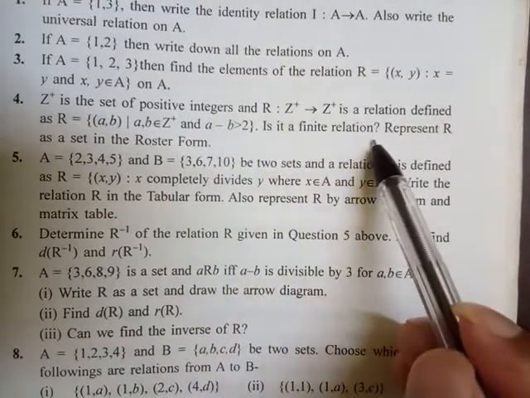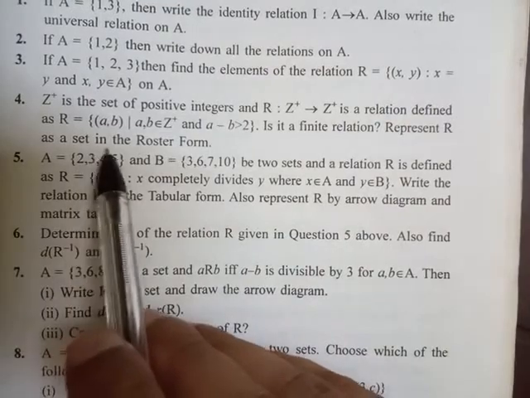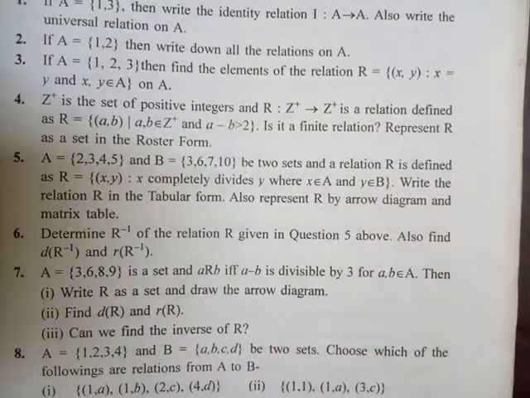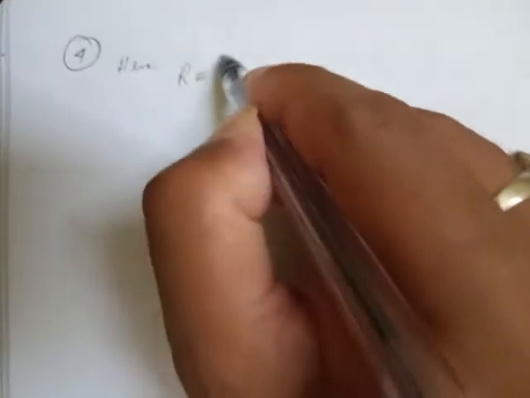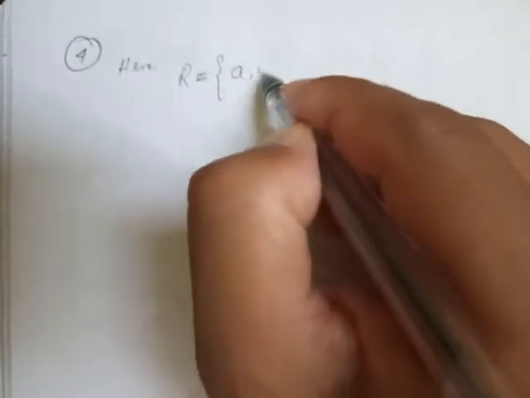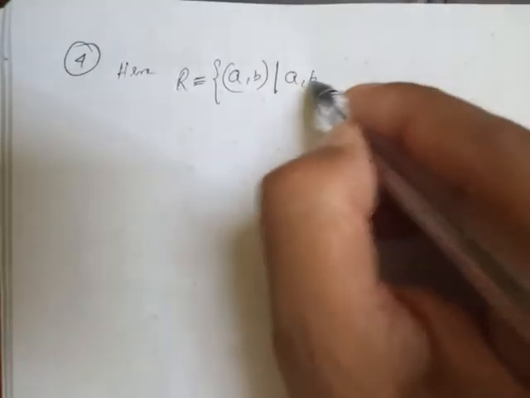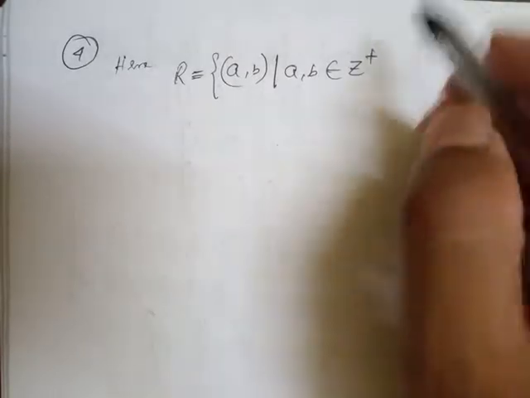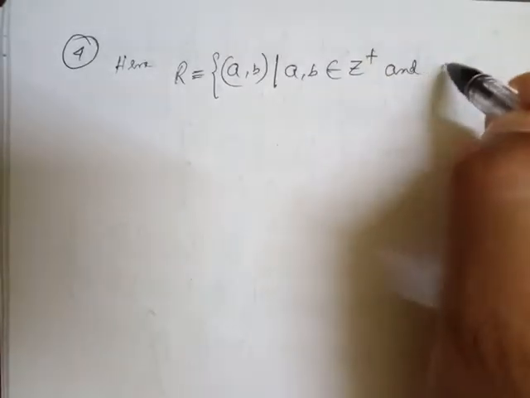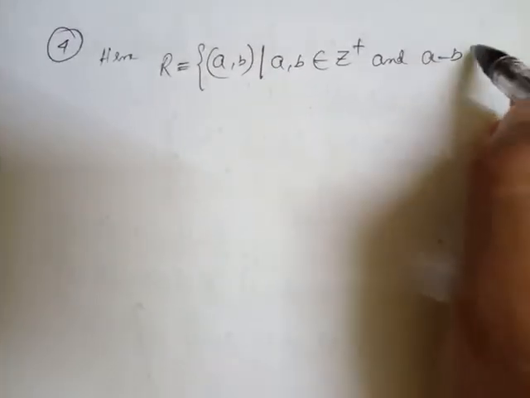Is it a finite relation? Represent R as a set in roster form. So we have to find the solution of question number 4. Now let's have a look at how to solve this one. Now look, question number 4. Here the given condition is R equal to {(a, b)}, and the condition is that (a, b) belongs to Z plus. Z plus means the set of positive integers, and here a minus b is bigger than 2.